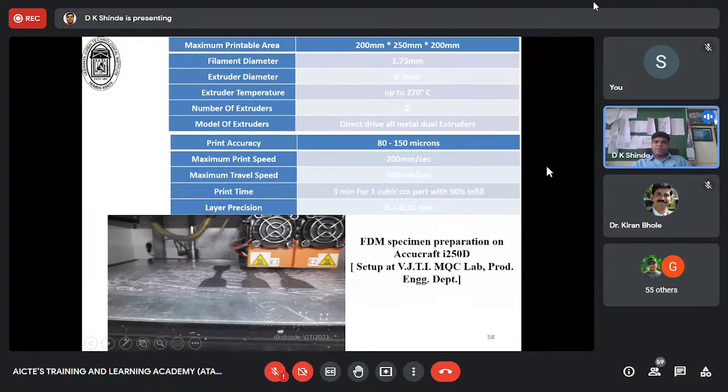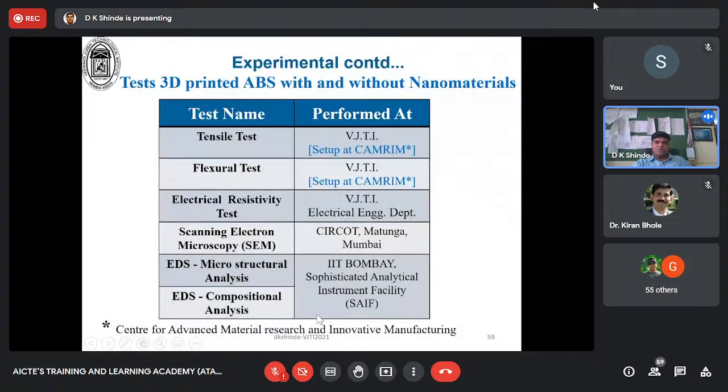Maximum speed is 200 millimeter per second, and we use this with laser precision, with 0.1 to 0.3 as the range, and we printed the parts which are shown over here using these machines. Then the next page is to test it.